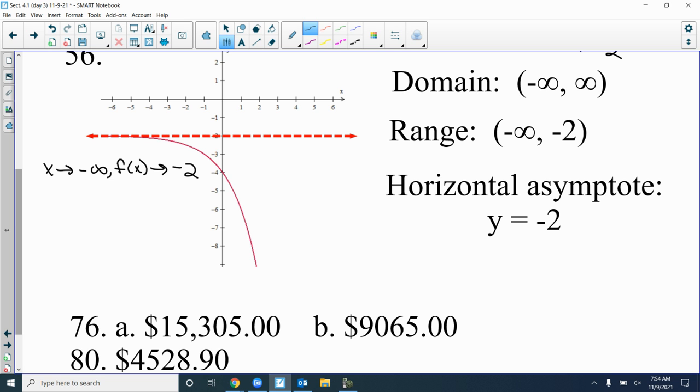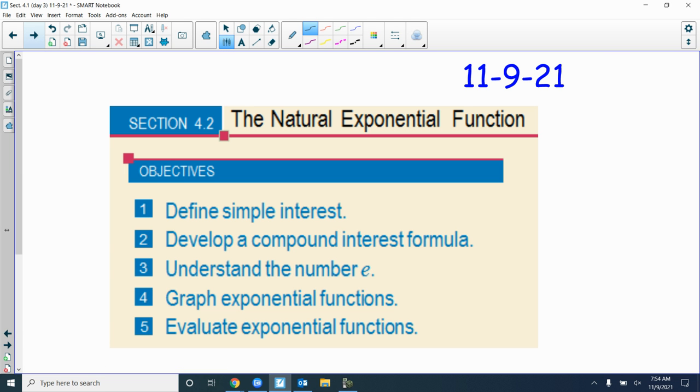All righty. Let's keep going on those notes. Now we're going to talk about the number e, which everybody knows what that is, I'm sure, at some point. And then we're going to continue with this compound interest formula.